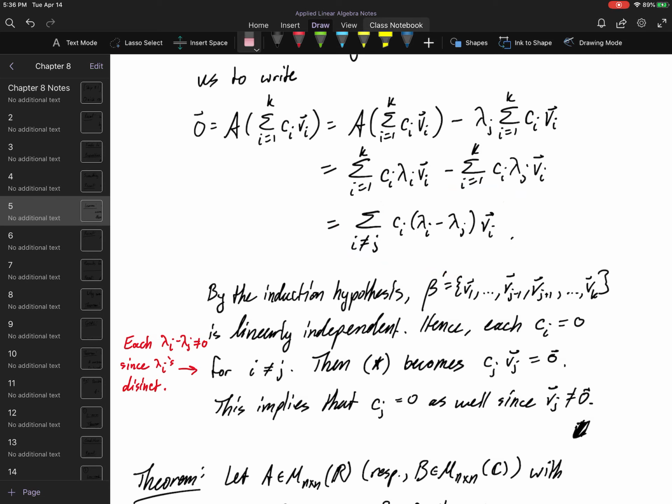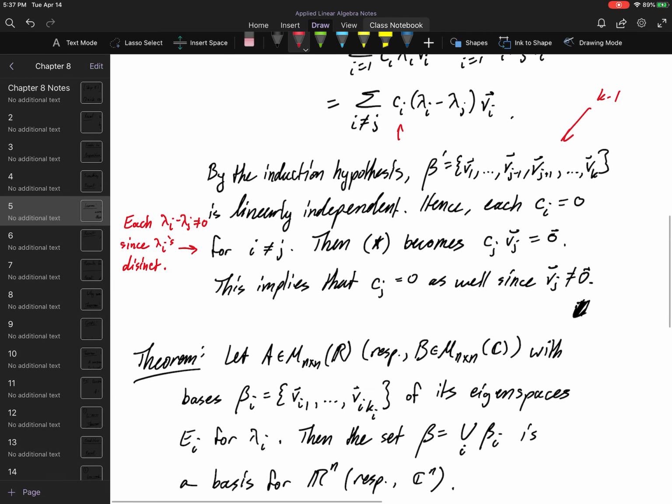That means that this is now the expression that we could use to create a zero combination for a smaller set of vectors. So this beta prime set now only has k minus 1 vectors in it. By our induction hypothesis, we get to assume that this beta prime set is linearly independent. Therefore, each of these Ci's has to be 0.